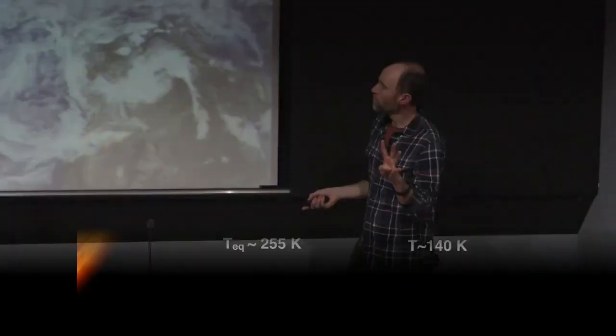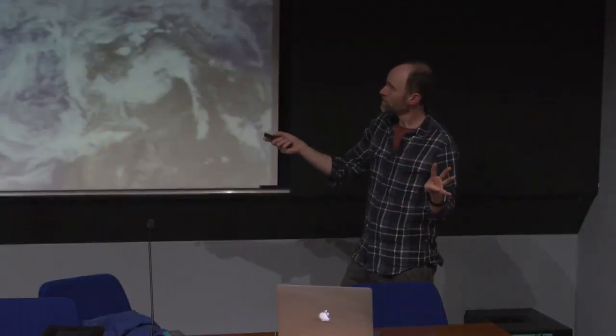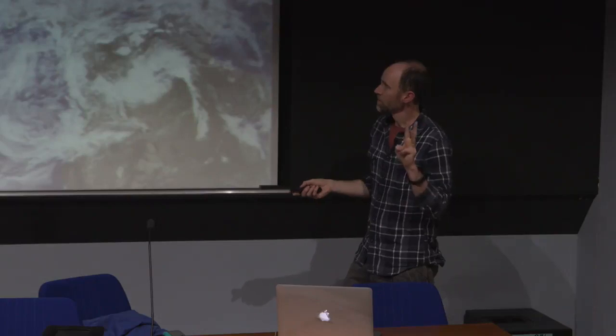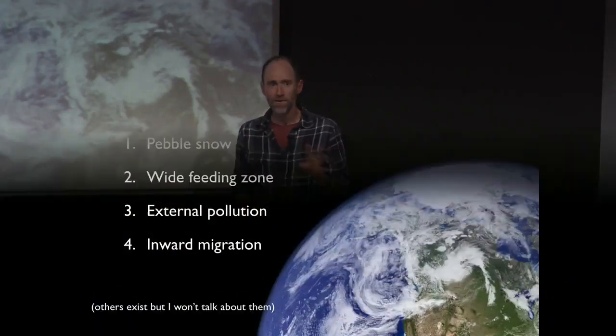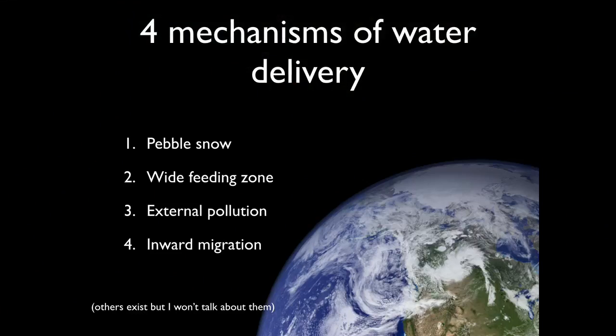So I'm going to talk about 4 mechanisms. I'll call them pebble snow, wide feeding zone, external pollution, and inward migration. And others exist, but I won't talk about those. Okay? These are the ones I'm going to focus on. So first one, pebble snow.